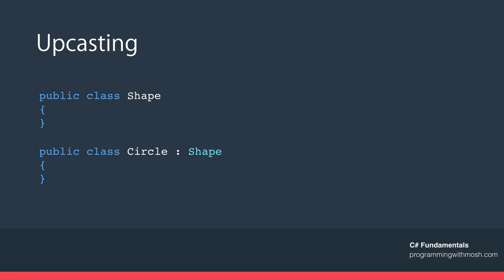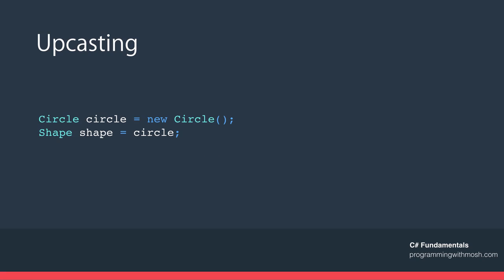So let's assume we have a class called shape and a class called circle that derives from the shape. To keep things simple, I have excluded the members of these classes in this example. Okay, now let's talk about upcasting. In this example, we have an object called circle, which is of type circle. As you see from this example, in C#, we can convert an object like circle to its base class reference, in this case, shape. No conversion is required, so it's implicit.